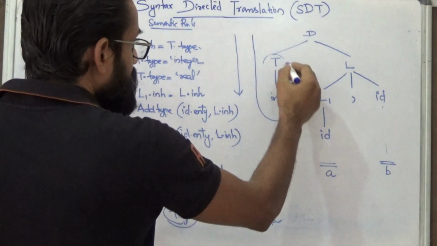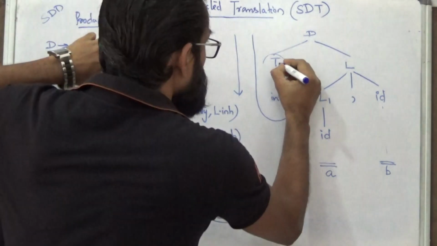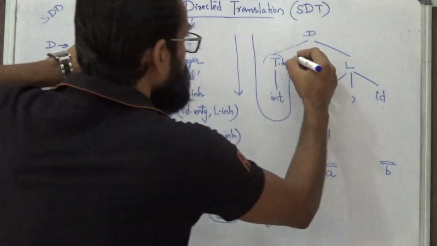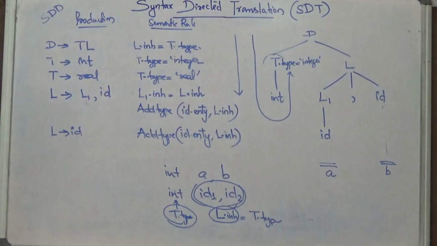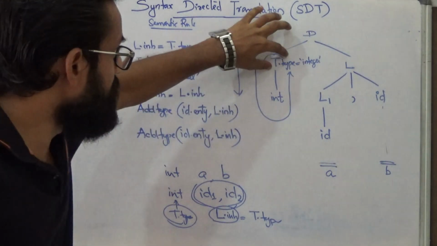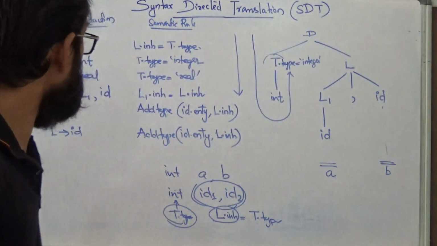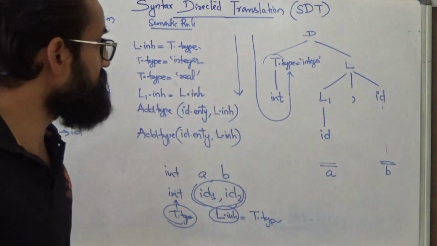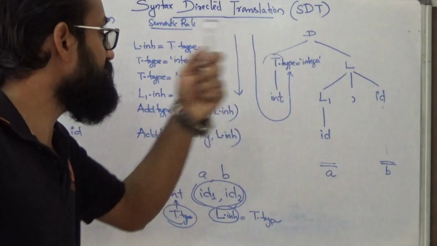When you identify this particular reduction, that is T giving int, the semantic rule associated with that reduction is T.type equal to integer. So T.type is the attribute associated with this variable T, and it will get the value from its child. As far as T is concerned, that is actually a synthesized attribute. T gets the value from its child.